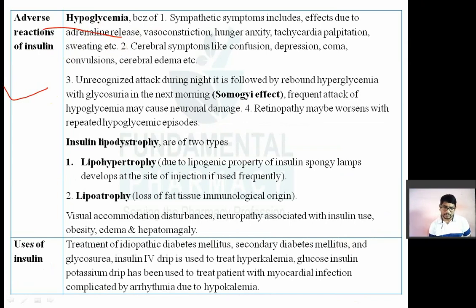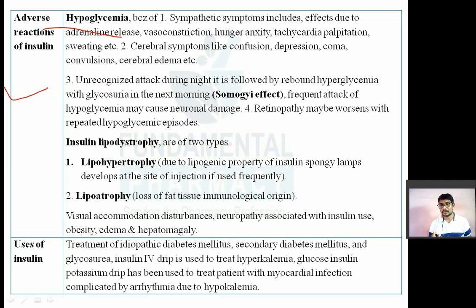If you inject insulin to a normal person and if the dose is increased, that person may go into coma and will die because of the hypoglycemic shock. You know that your brain is totally dependent on glucose for energy, so the person's brain will die. So hypoglycemia can cause death. Dose dependent hypoglycemia, that is the adverse effect.